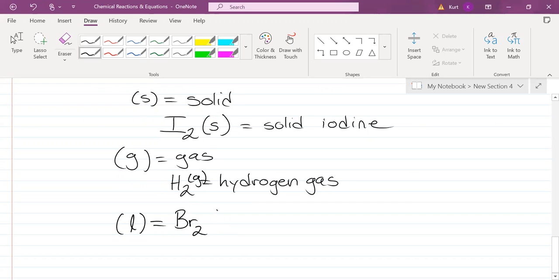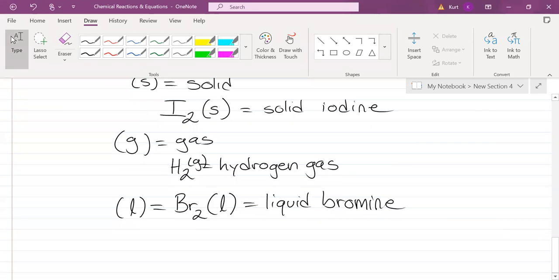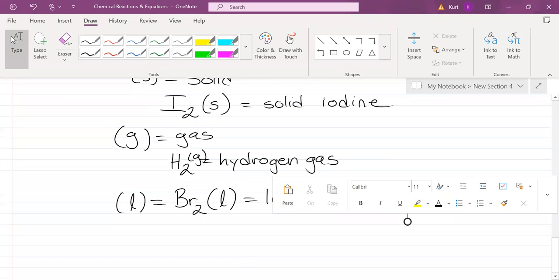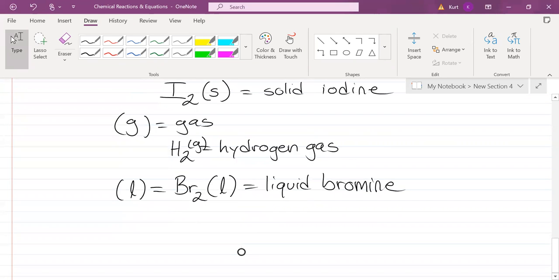And if you see an L, this would be liquid bromine, for example. Liquid water, whatever the substance might be. And there's another one here. This is not a state of matter, okay? Let's keep that in mind. This is aqueous.